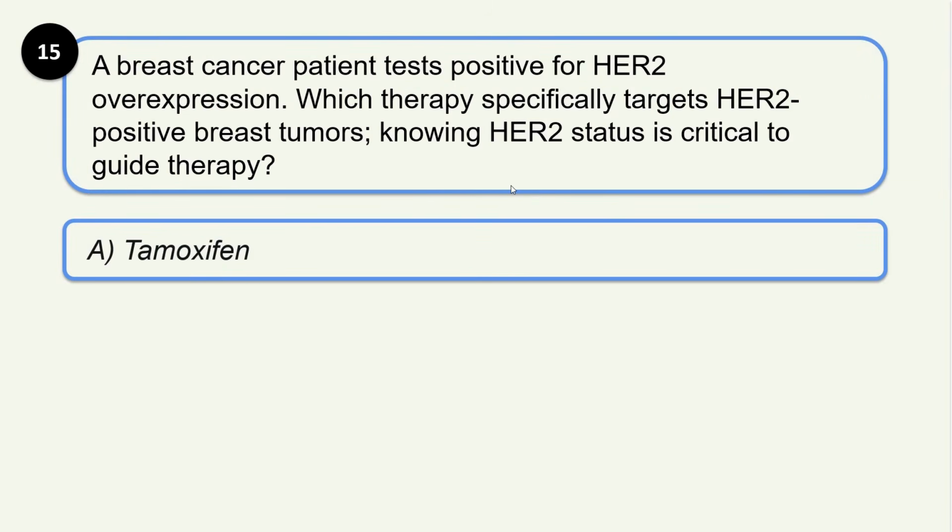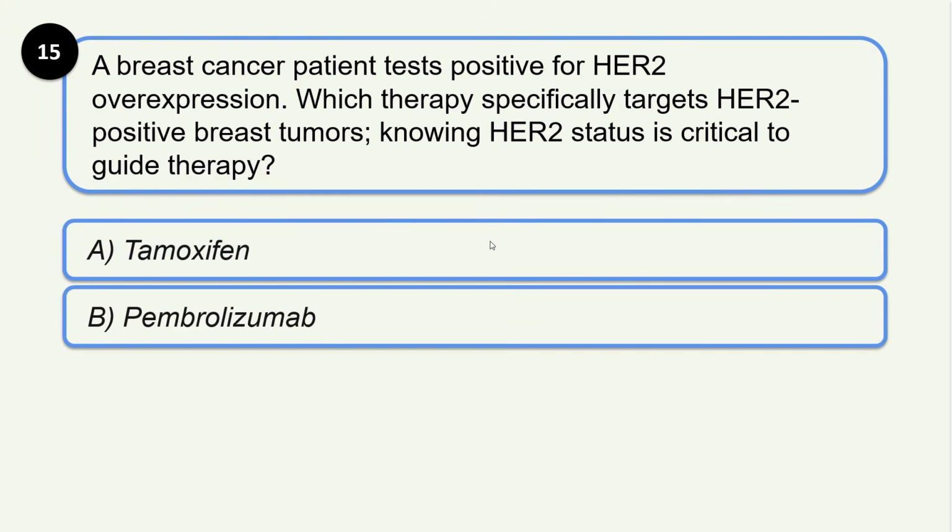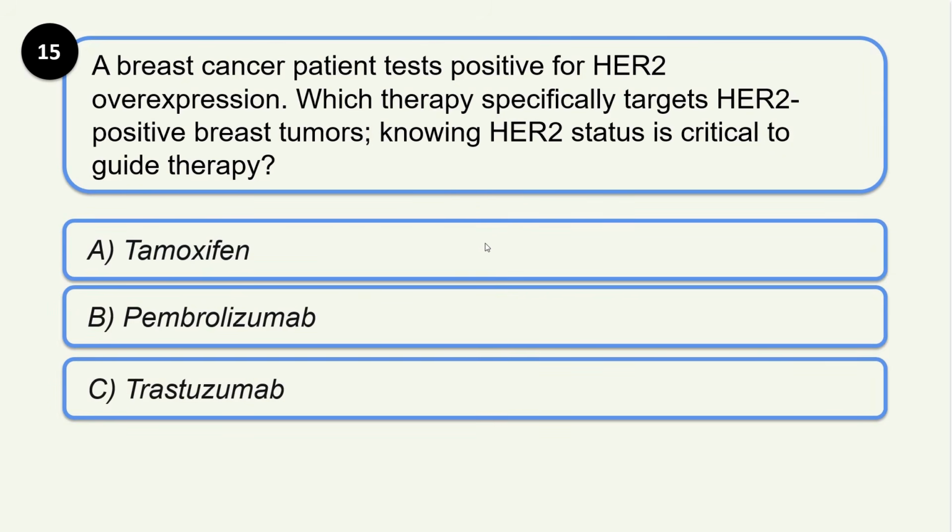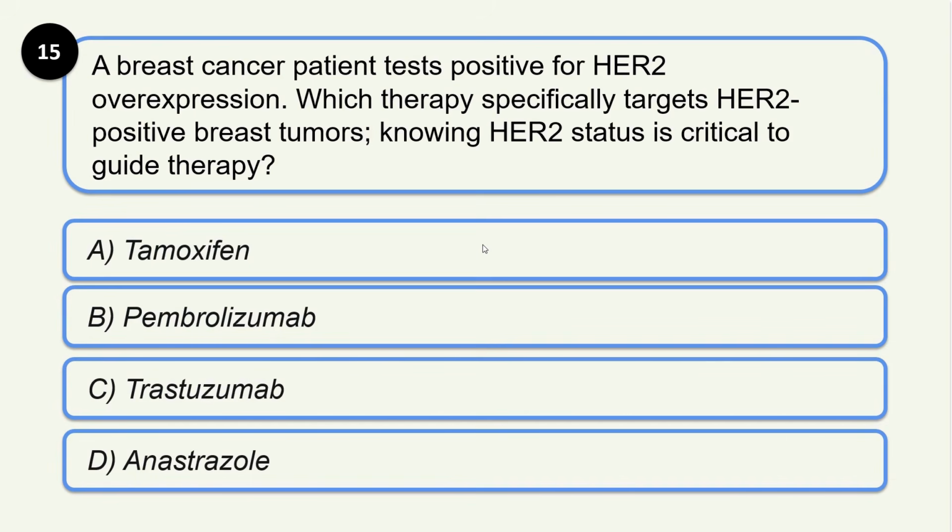Next, a breast cancer patient tests positive for HER2 overexpression. Which therapies specifically target HER2 positive breast tumors? Knowing HER2 status is critical for guiding breast cancer therapy. A. Tamoxifen. B. Pembrolizumab. C. Trastuzumab. D. Anastrozole. Correct answer is trastuzumab.